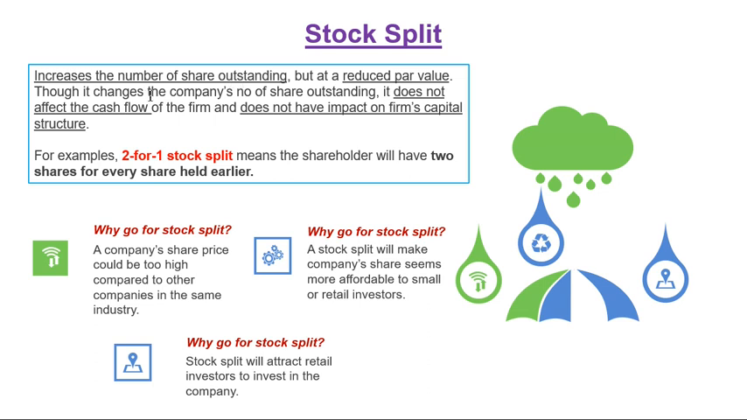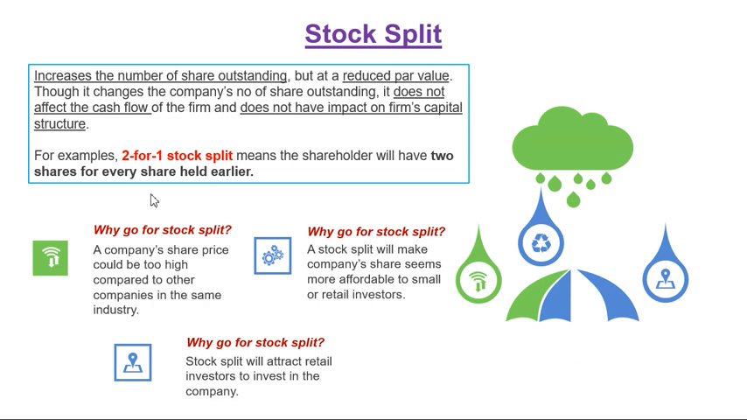Though it changes the company's number of shares outstanding, it does not affect the cash flow of the firm and does not have impact on the firm's capital structure. For example, a 2-for-1 stock split means the shareholder will have 2 shares for every share held earlier.